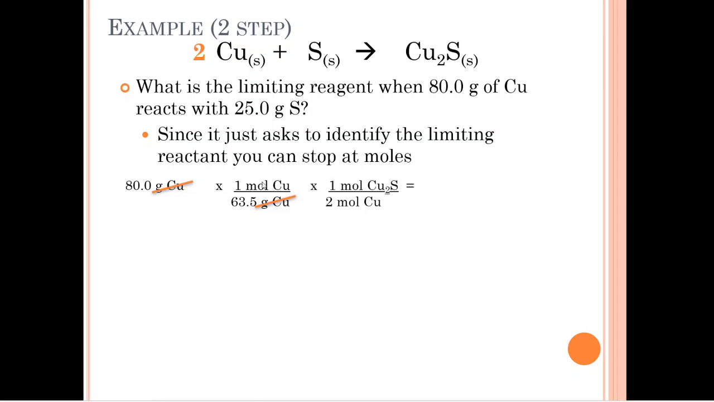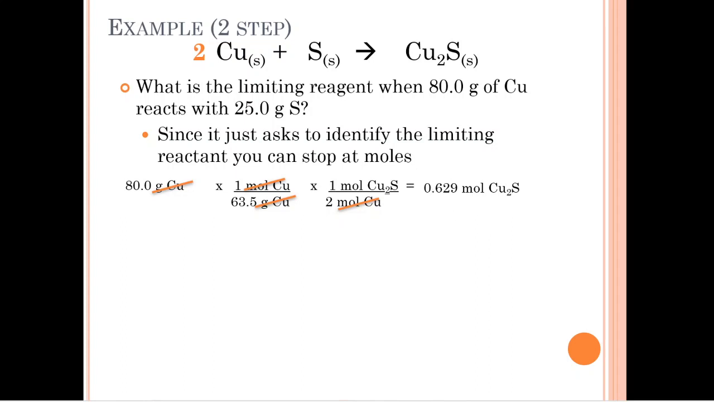Now that I'm in moles, the units I have are moles of copper, and the units I want are moles of copper sulfide, because that is the only product. I check my units, and the moles of copper cancel, leaving moles of copper sulfide. Then I just do the math: 80 times 1 divided by 63.5 times 1 divided by 2, and I get 0.629 moles of copper sulfide. So 80 grams of copper will make 0.629 moles of copper sulfide.